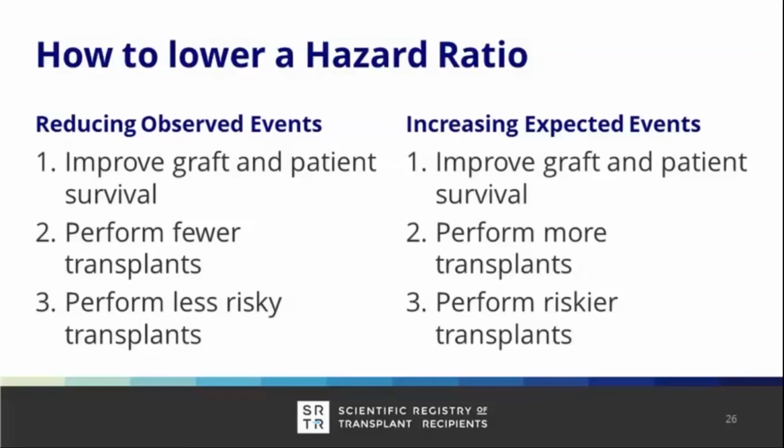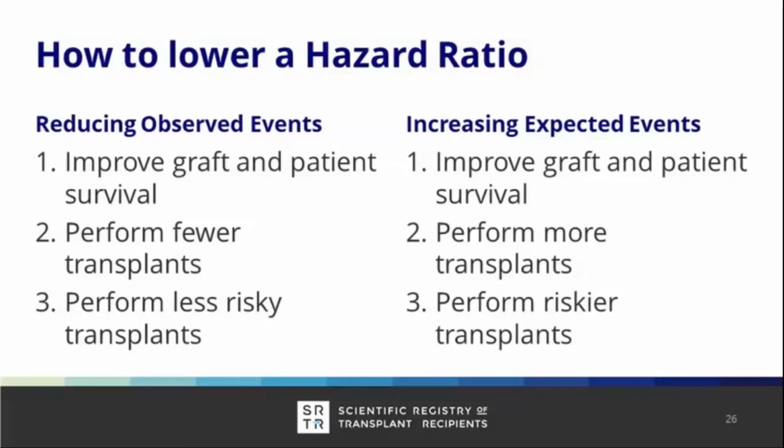And you can see that the number 2 and 3 things on this list are in opposition to each other, right? So if you are trying to lower your hazard ratio by performing fewer transplants or performing less risky transplants, you may reduce your observed events, but you'll also reduce your expected events. And so it is not at all clear that that will make your hazard ratio go down, right? Because you're making the top part and the bottom part go down. Similarly, if you perform more transplants or perform riskier transplants, that will tend to increase your observed events, but it'll also tend to increase your expected events. So there's no clear indication that this will make you look worse if you take on more risk or do more transplants.